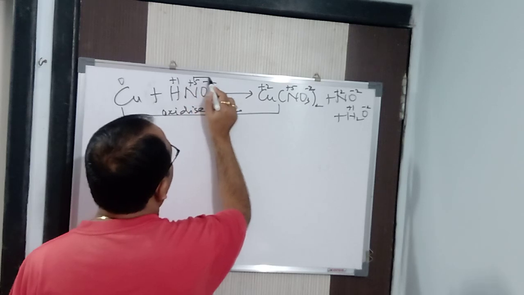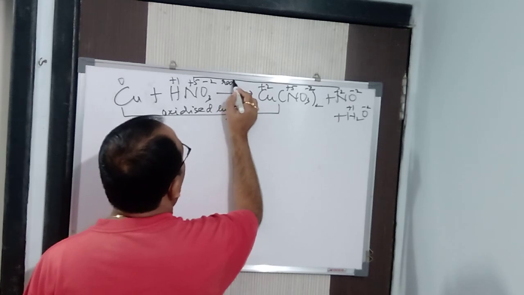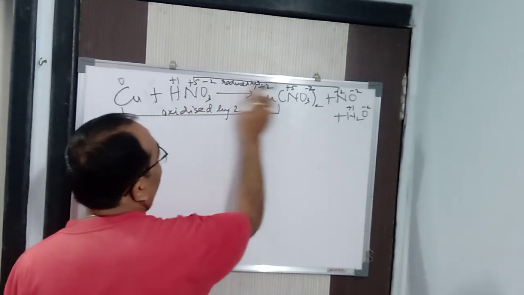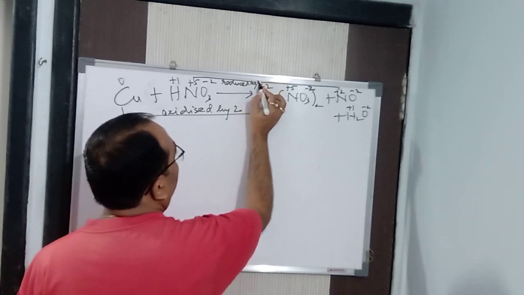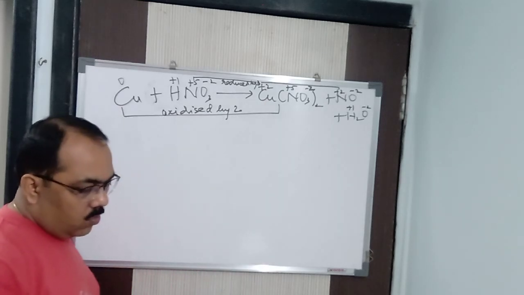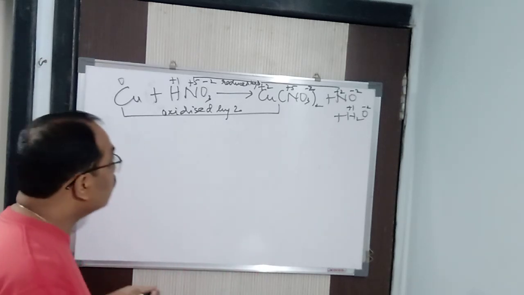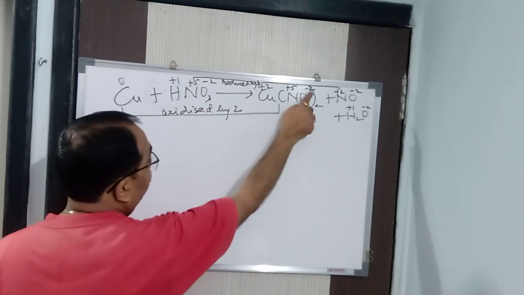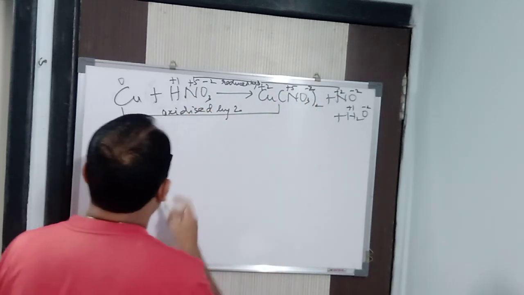I have only a little space here, so I am writing it in this way. From plus 5 to plus 2 it is reduced by 3. This one is 3, this one is 3. Reduced by 3, and this is oxidized by 2. So generally what I should do is multiply the alternate number to it. With this half reaction I will multiply with 3, and with the other half reaction I will multiply with 2. Alternate number I will multiply. Got it? Let us do it.